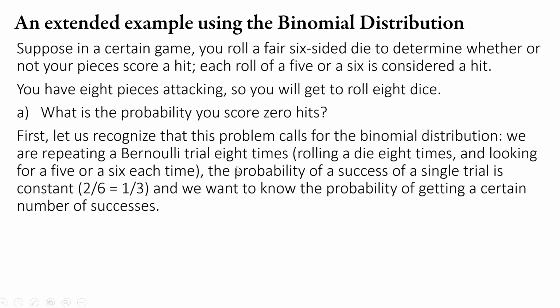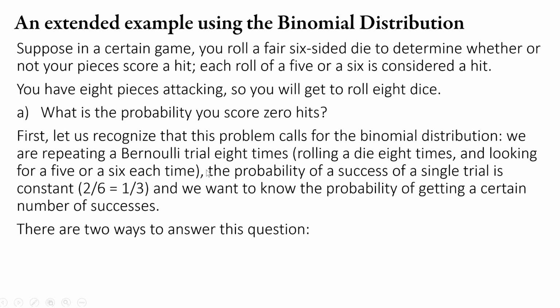First, before we go to the calculator, let's recognize this problem calls for the binomial distribution. We have a repeated Bernoulli trial. We're rolling a die 8 times, and the probability of success, the probability of getting a hit in this case, is always 2 out of 6, which is 1/3. And we want to know the probability of getting a certain number of successes out of these 8 trials. This is precisely where you use the binomial distribution: fixed number of trials, constant probability of success, and I want to say, what's the chance I get so many successes out of these 8 trials in this case?